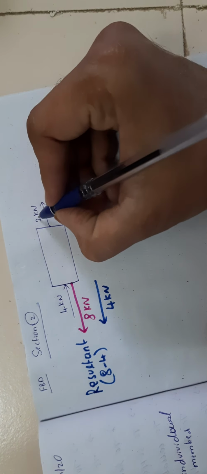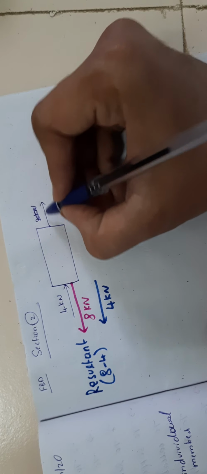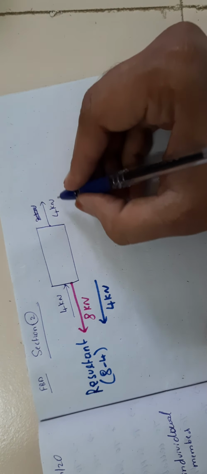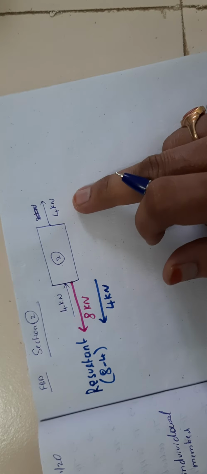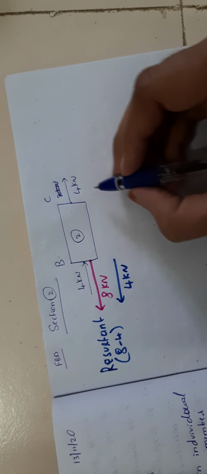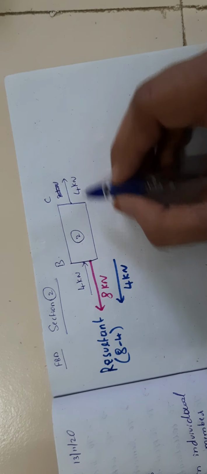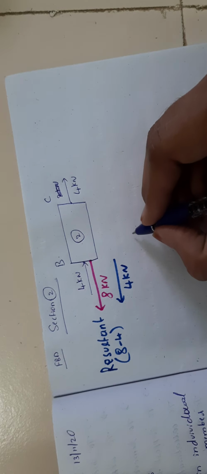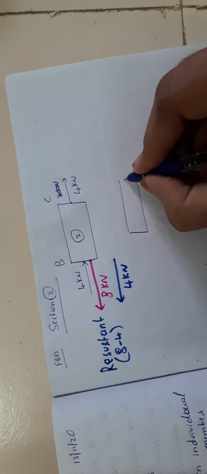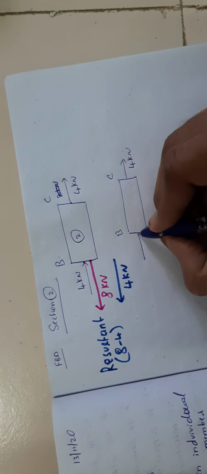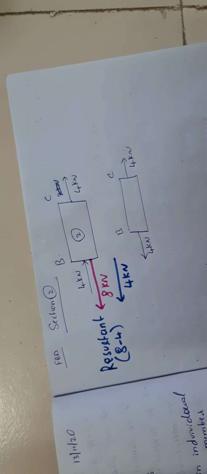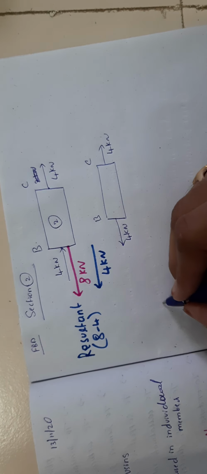So now you apply the same 4 kilonewtons force on the other side. So this is section 2. There should be a 4 kilonewtons force at section C. Then only it will be under equilibrium. Now I am redrawing section 2. This is 4 kilonewtons at section C, and at section B this is also 4 kilonewtons. Right? Now go to another section.